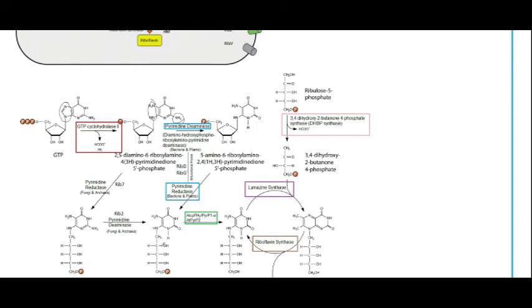carbohydrate chain here. However, in fungi and archaea, there are two different enzymes that do this, and they do it in the opposite order.